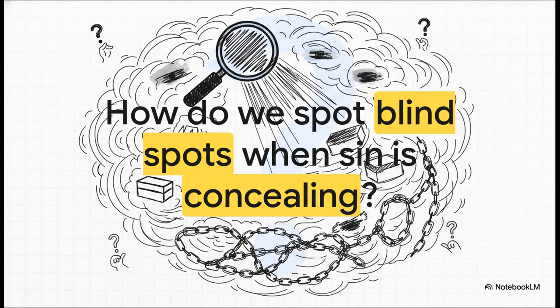Which leaves us with this provocative thought to close out our explainer today. Based purely on the logic of the framework we just explored, if sin is genuinely this deeply systemic, and if its very nature is to conceal itself from the person committing it, how do any of us even begin to accurately recognize our own blind spots? It's a fascinating, challenging question to walk away with.